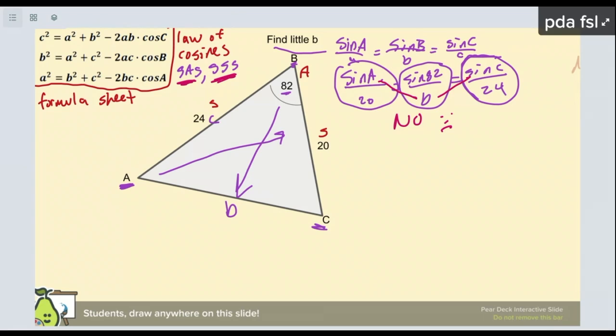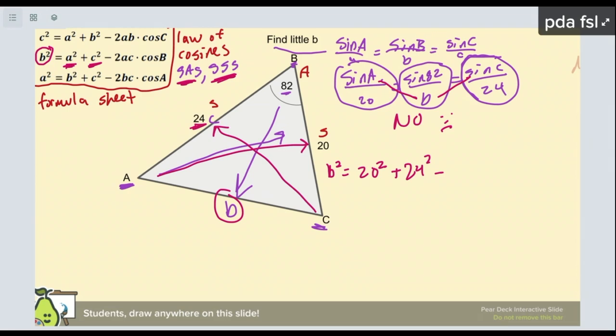Now, if I'm looking for little b here, I'm going to use the one that has b by itself on one side. So I'm going to say b squared equals, you say, well, what's little a? Little a is right here, opposite of A, 20. So 20 squared, that's what it tells me to do, little a squared, plus little c squared, little c is right here, opposite of big C, 24. 24 squared, minus 2 times 20 times 24, times cosine of big B. So this B and this B are always going to be matching up. They're opposite of each other. So then I'm going to put 82 here. All of this goes into your calculator. You can type it in exactly like that, no tricks.